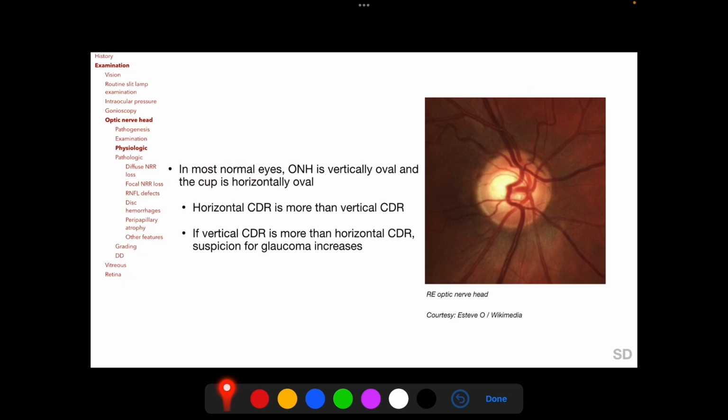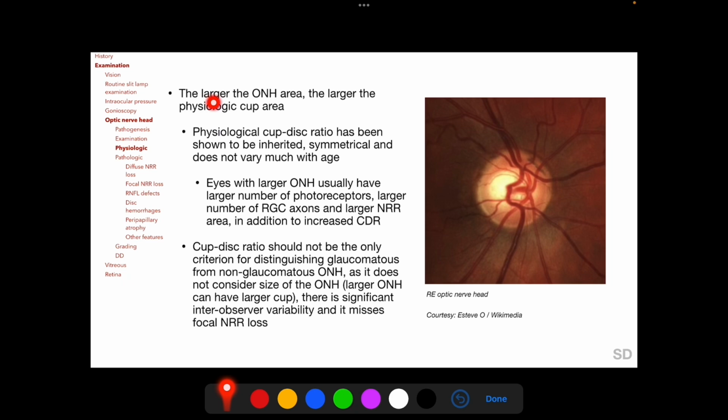In most normal eyes, the optic nerve is vertically oval and the cup is horizontally oval. So normally the horizontal cup disc ratio is more than the vertical cup disc ratio. If the vertical cup disc ratio becomes more than the horizontal cup disc ratio, suspicion for glaucoma increases. The larger the optic nerve area, the larger is the physiological cup area. And this is very important to understand and remember.